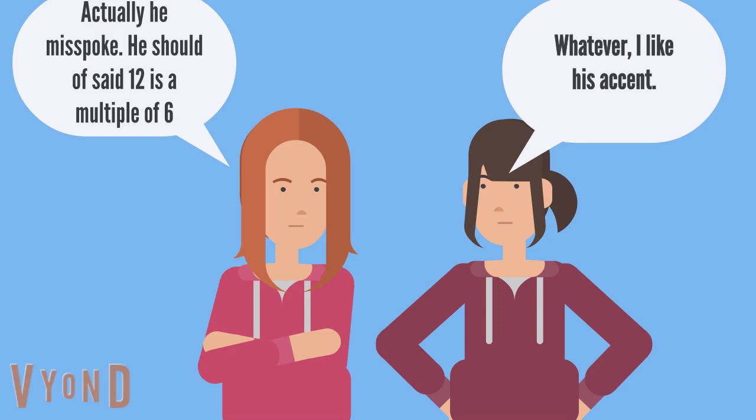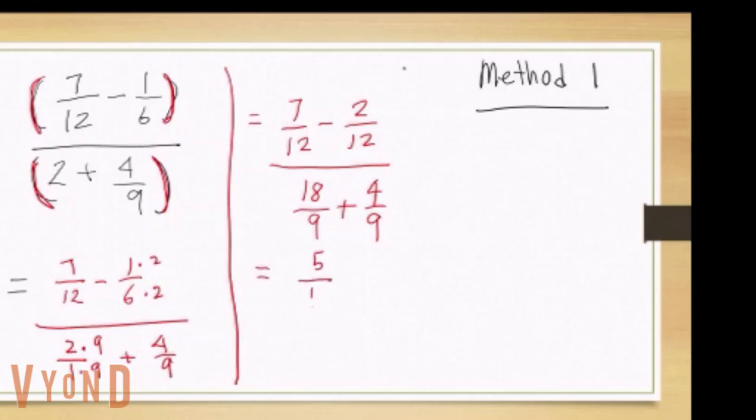The long horizontal line in the middle just means divided by. All we need to do is change the expression to division. Don't forget that when you divide fractions, you take the reciprocal of the second fraction and you multiply the fractions.